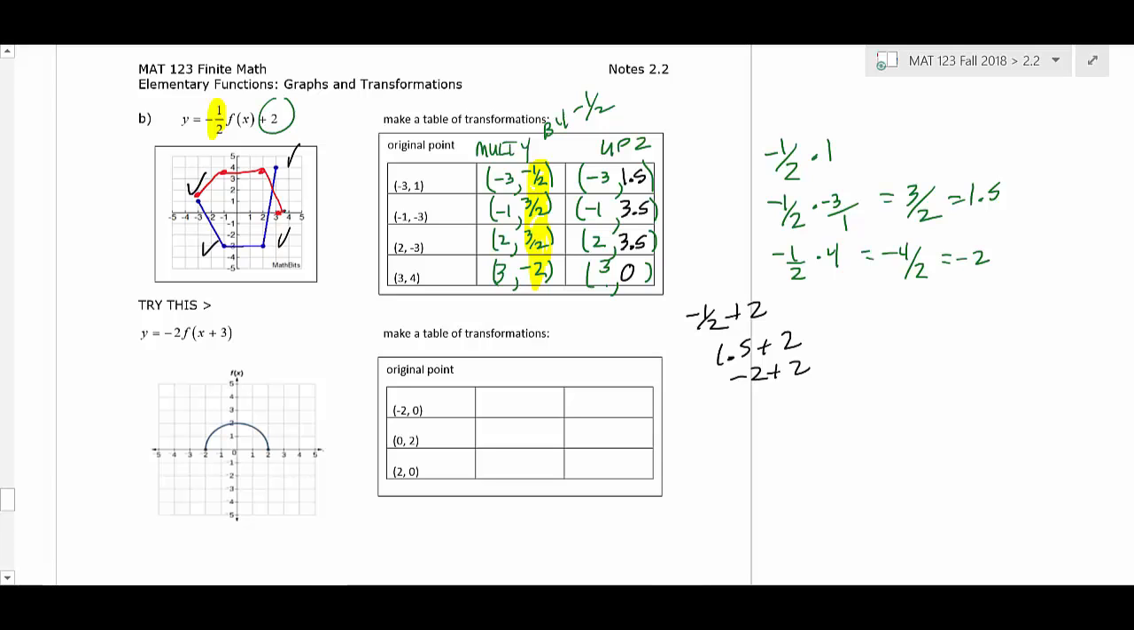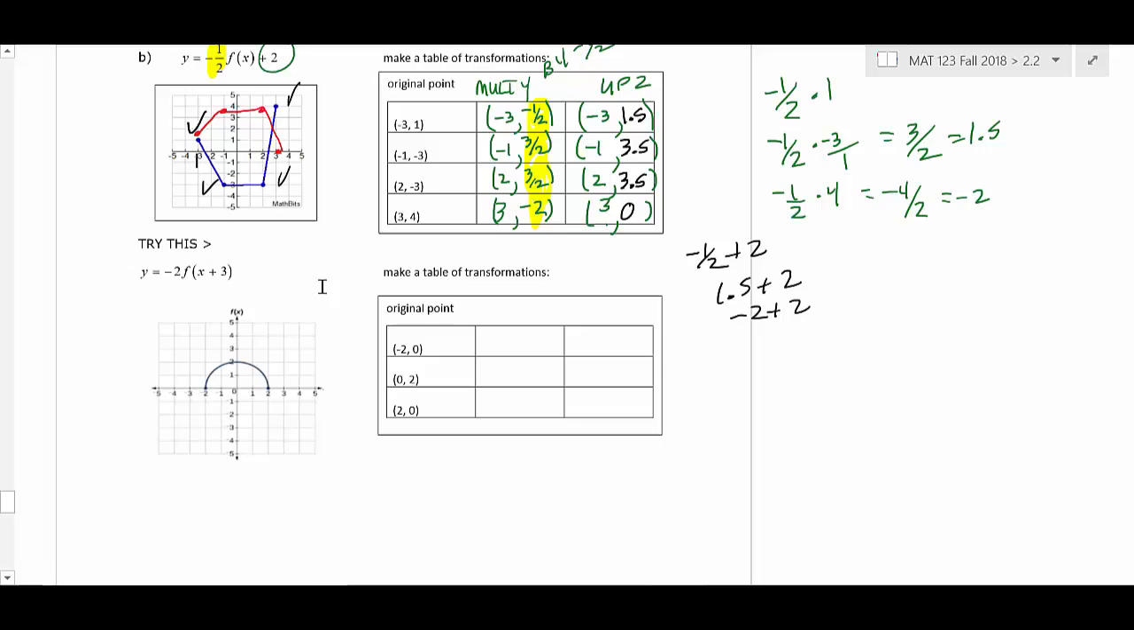Everything got flipped upside down. It also kind of got stretched and shrunk a little bit, if you look at it. And then everything got moved up too. So that's what happened on that problem. That's a real safe way to do that problem, is just do a little table like that so you can keep track of it. I'll have you guys do the next one here.